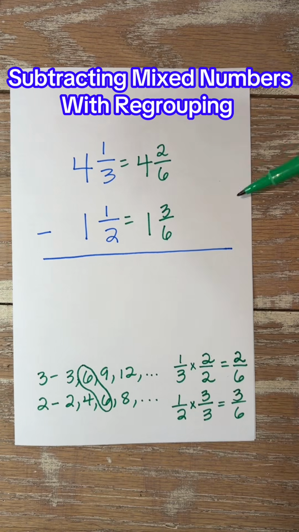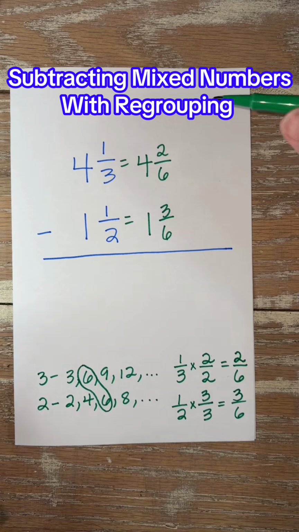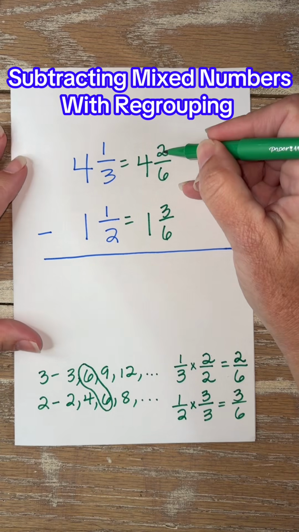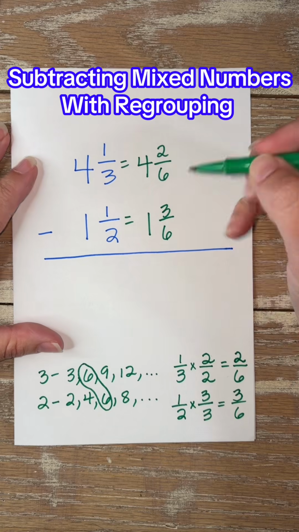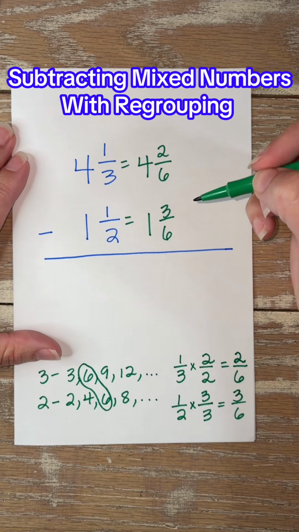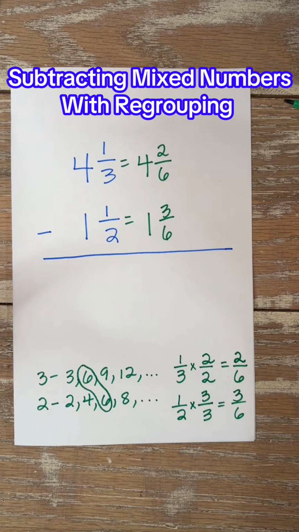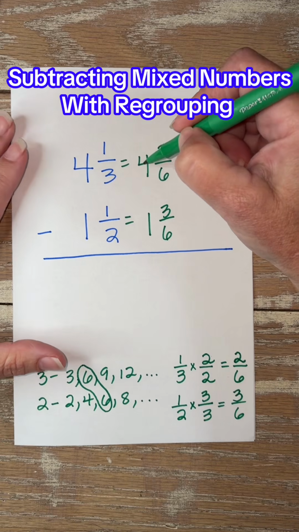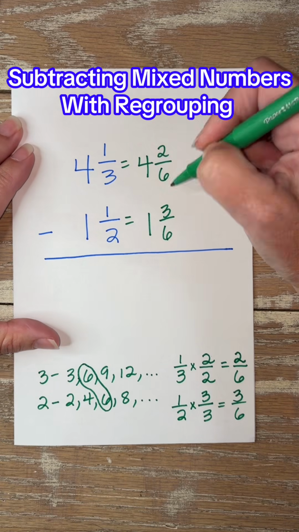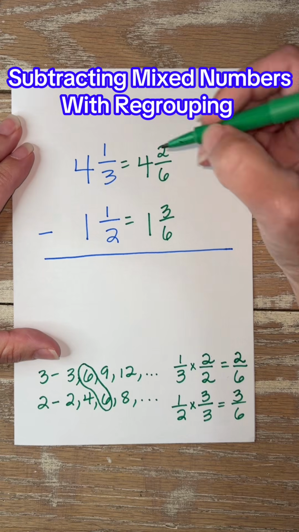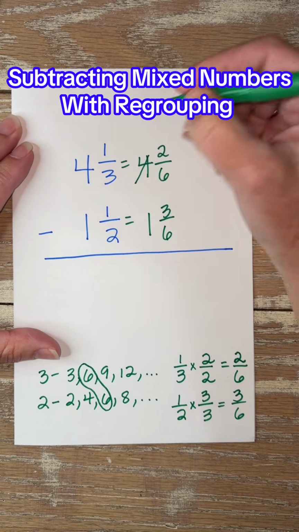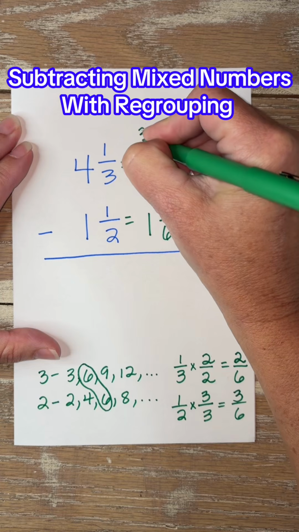So now we start to try to subtract. We can't take 3 from 2 and get a positive number, and so we're going to do some regrouping here so that we can subtract 3/6. All right, when we regroup, we're going to have to take one of our whole numbers and regroup it in the form of a fraction. And so if I take one whole away from the 4, that's going to leave me with 3.